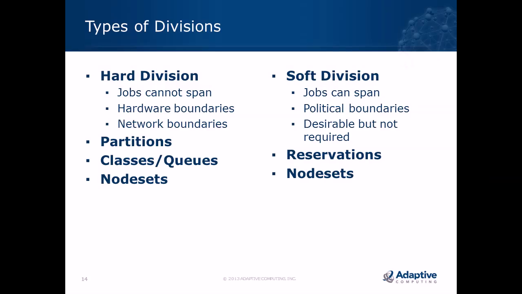And then a soft division tends to be more of the political boundaries. So that means a job is welcome to span across. It won't fail if it spans across, but we don't want it to span across boundaries. So those would include things like reservations and node sets, if you so define node sets to not be a hard division.